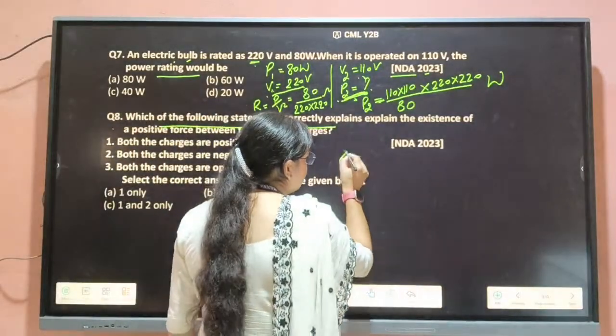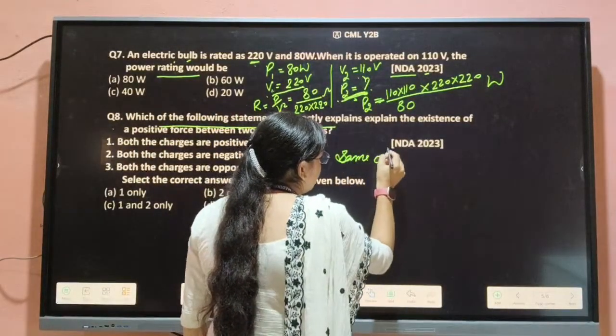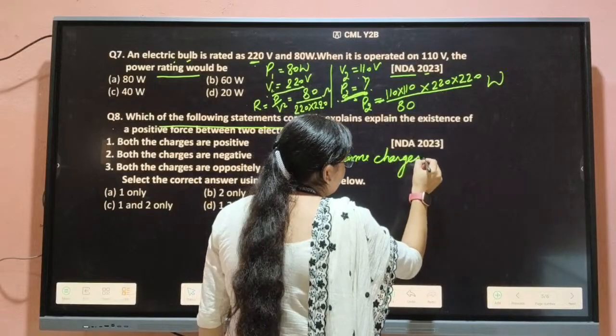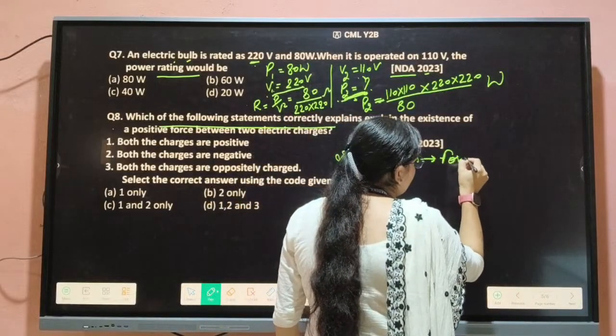If we take same charges, then the force will be repulsive.